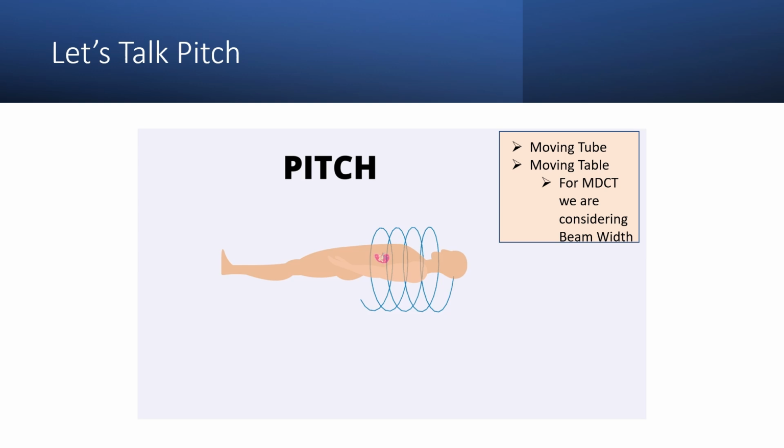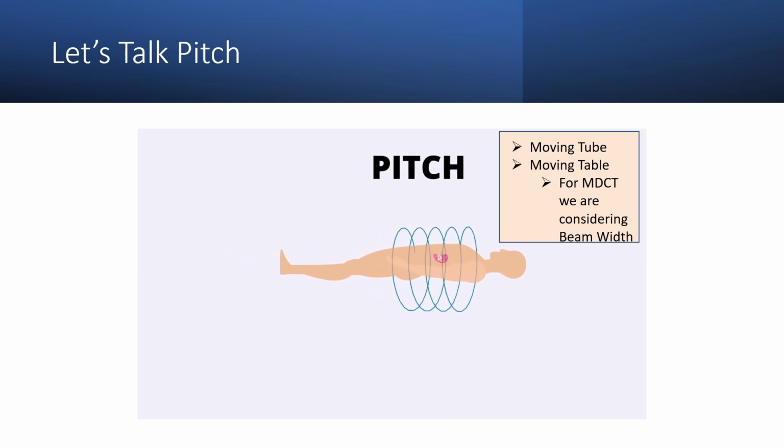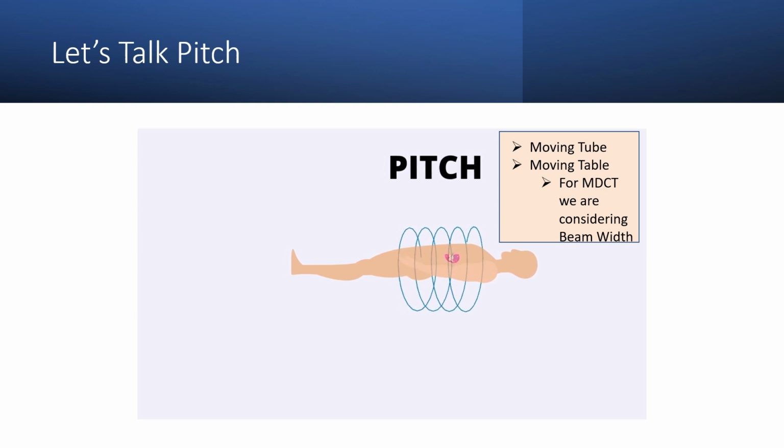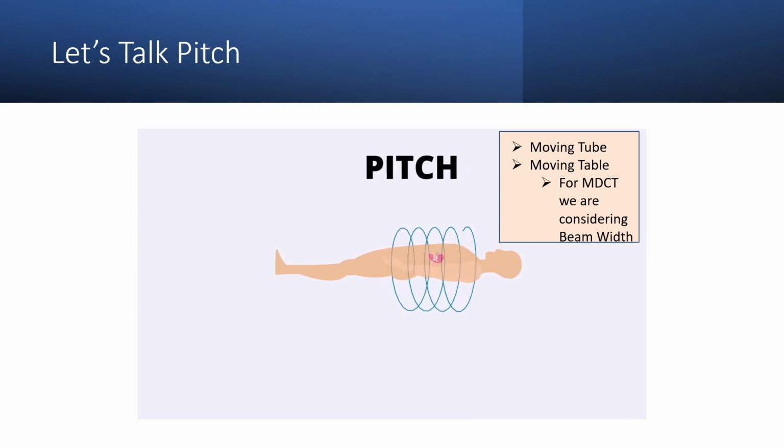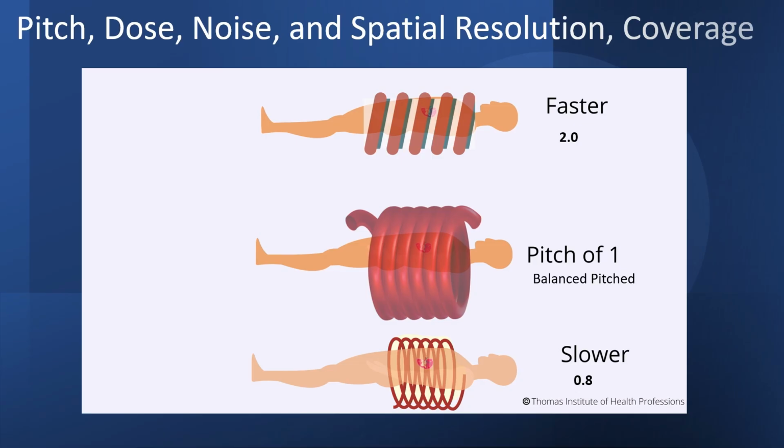Let's define pitch. Pitch is a key parameter in helical spiral CT. It is defined as the ratio of the table feed per 360 degrees of tube rotation to the width of the X-ray beam. How does pitch impact patient dose, image noise, spatial resolution, and coverage?